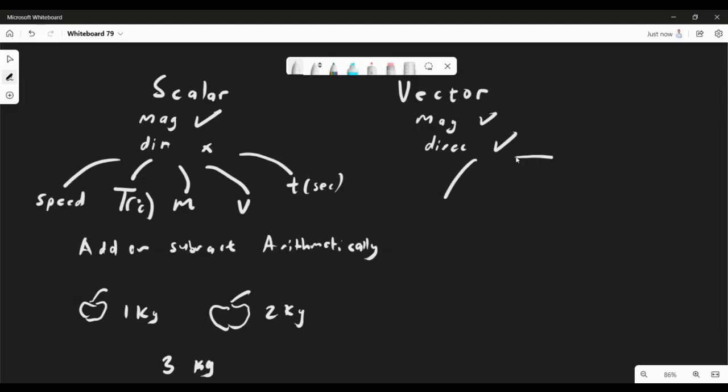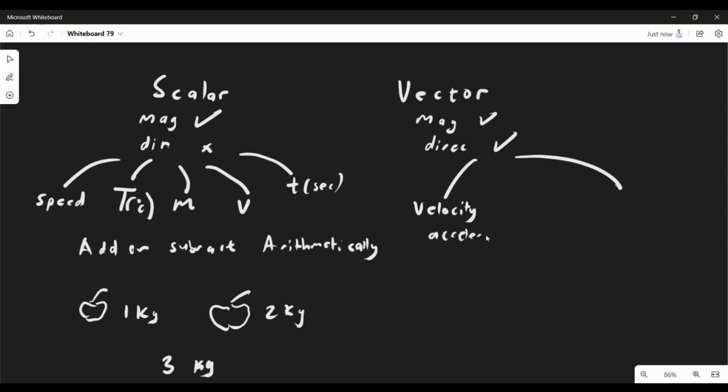However, vectors are a different type of quantity, right? So in this case, velocity would be one. Acceleration. I'm putting it together for a reason. We also have forces. Another one is current. And what I'm saying here is that these have a magnitude and a direction.